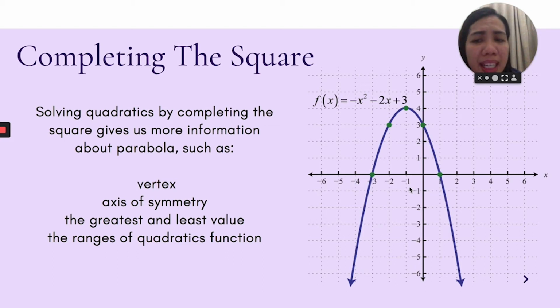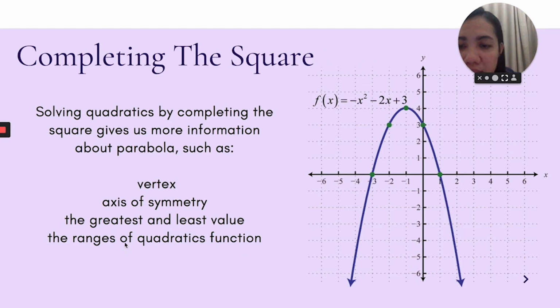What does it mean, axis of symmetry? Actually, it tells us that the parabola like this has a symmetric characteristic. Whenever we fold this paper or this parabola on its axis of symmetry, the left hand side of the parabola will meet exactly to the right hand side of the parabola. So this is the axis of symmetry of this parabola.